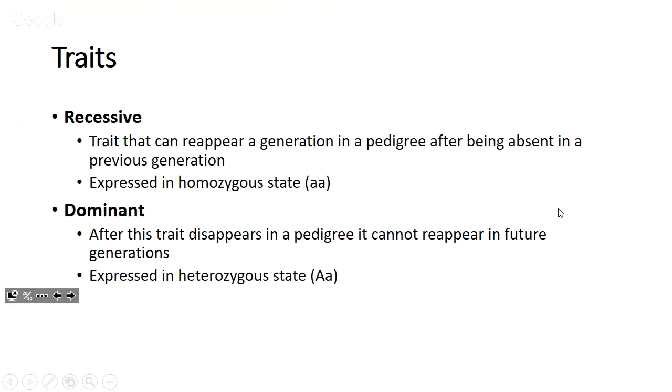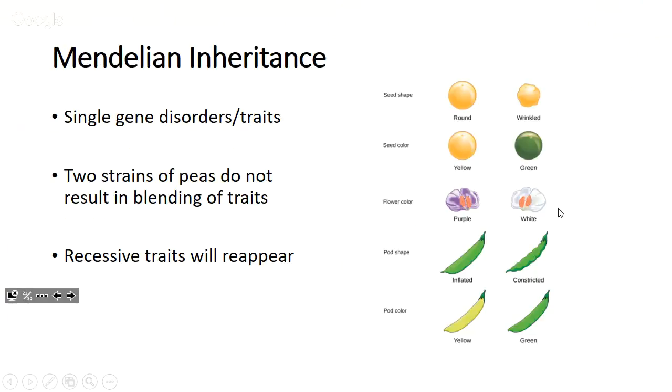The recessive one is the one that for some reason can appear in a generation and then disappear for a couple of generations and then show up again. That is because this trait is only expressed in the homozygote. And then you've got the dominant trait, which needs to be expressed in every generation. As soon as a dominant trait dies out within a family pedigree, it's never coming back. RIP. And that's expressed in the heterozygous state.